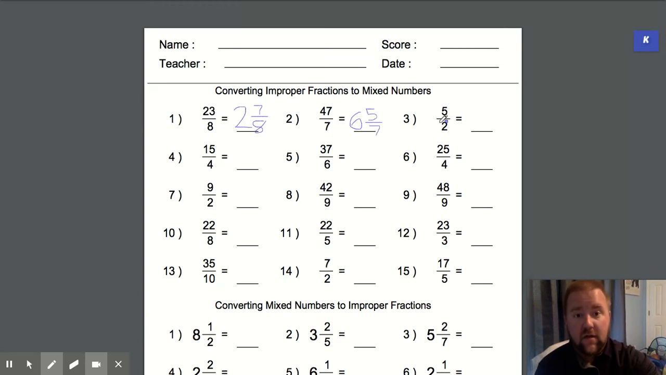All right. 2, I need 2 to make a whole. So how many 2's can I have? I can have 2 of those, because that's going to give me 4 of the halves, and then 1 more makes 5. Okay, sometimes people get confused when there's a 2 on the bottom. That is called a half. So if I had 5 over 2, that's actually considered 5 halves.